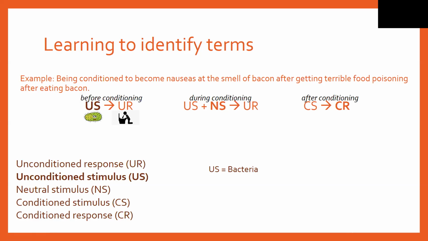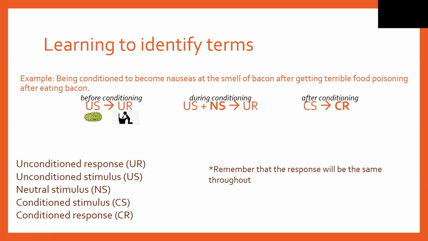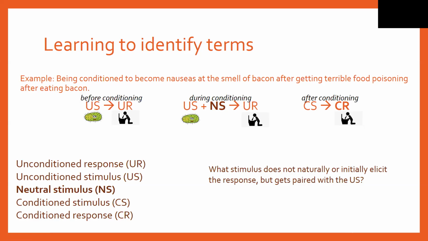And now remember that we've identified those first two. We can carry them over and fill in other similar blanks. And so the response is going to be the same throughout. And so all of these responses are going to be nausea and vomiting. We also already know the unconditioned stimulus, and so we can pull that over here now too. Now what we have to identify is the neutral stimulus. So what was the stimulus that did not naturally or initially elicit the response, the nausea, but it got paired with the unconditioned stimulus? So what got paired with the bacteria?